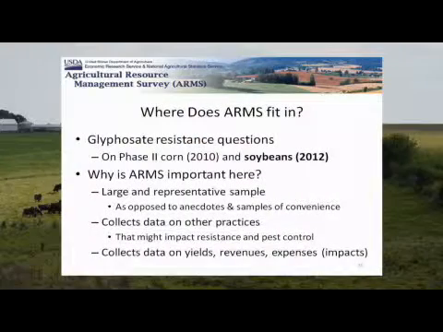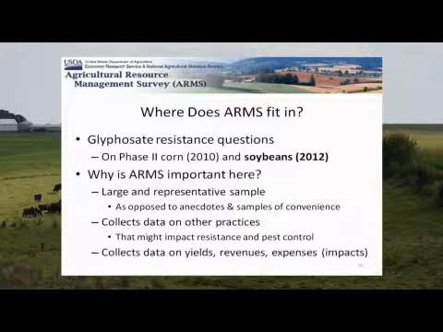Where does ARMS fit in? Well, we're in a sense on top of this issue. We had questions on glyphosate resistance in the Phase 2 corn survey, and we have them in the Phase 2 soybean survey this year. ARMS is particularly important here. It's a large and representative sample, as opposed to what we have aside from ARMS, which is anecdotes and samples that are not representative. So we don't have really good information on the importance and extent of resistance.